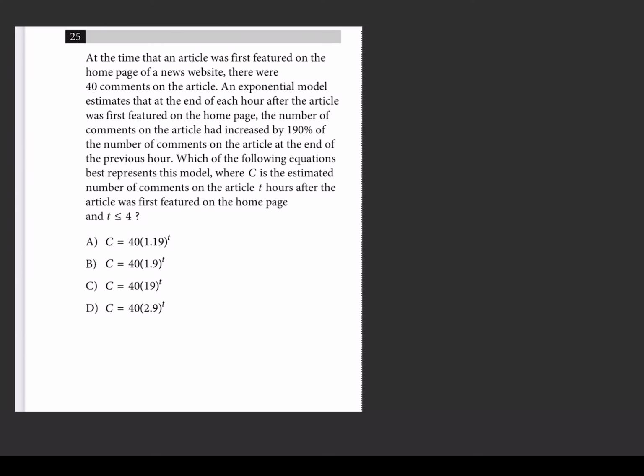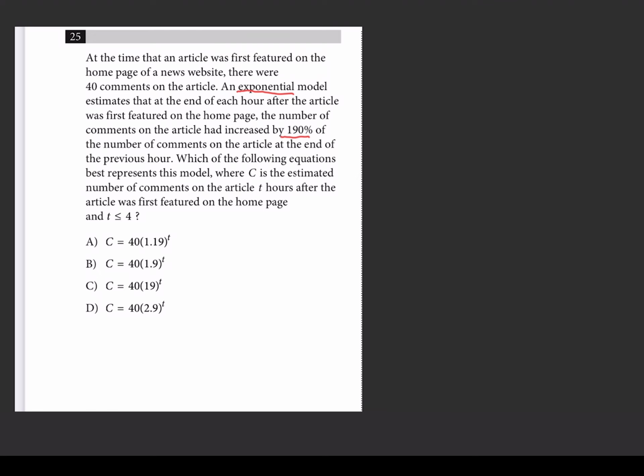For 25, here's a longly worded question. And it's going to have to do with exponential growth, another thing that stumps a lot of people. So the question reads, at the time an article was first featured, there's 40 comments on an article. So we've got an exponential model that estimates that at the end of each hour after the article was first featured, the number of comments on the article had increased by 190% of the number at the end of the previous hour. Which of the following equations can represent this?